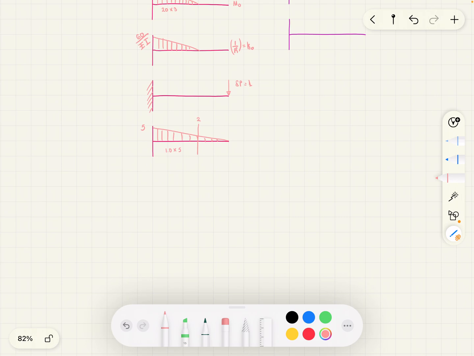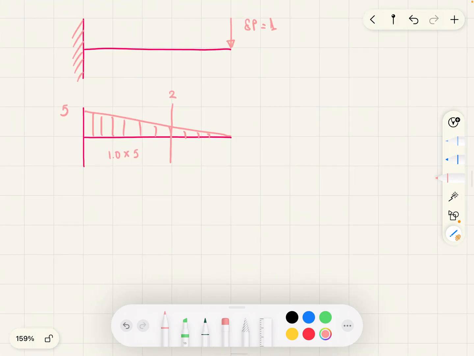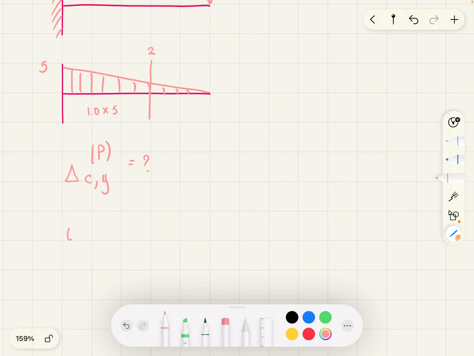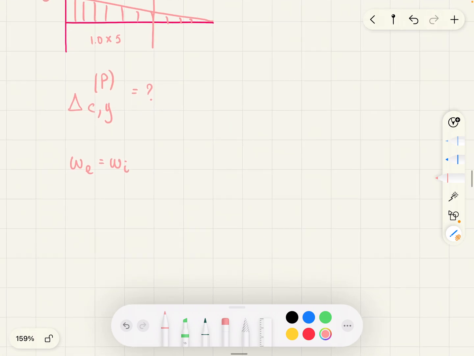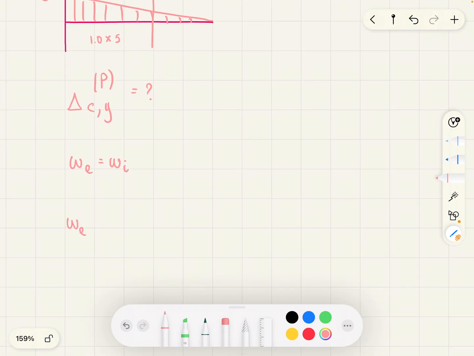So now we want to find the deflection at C in the y direction due to the load P. We're going to start from here. We know that the external work is equal to the internal work. So the external work due to the point load is the virtual force applied times by the real displacement. Virtual force times real displacement. So external work is virtual force times real displacement.